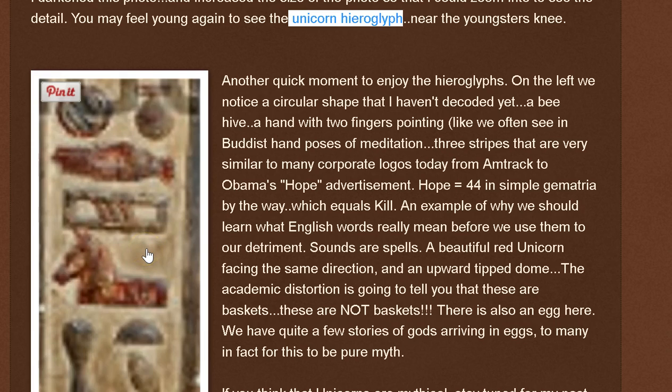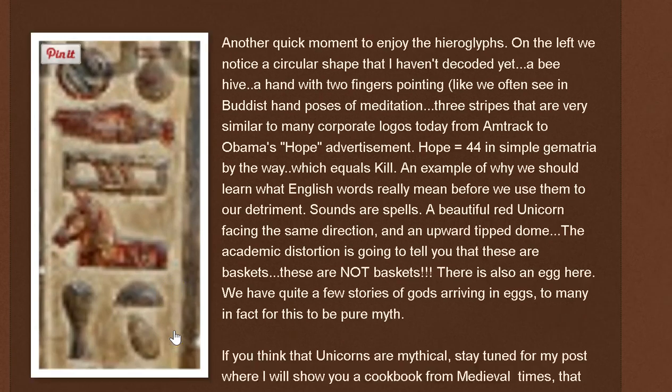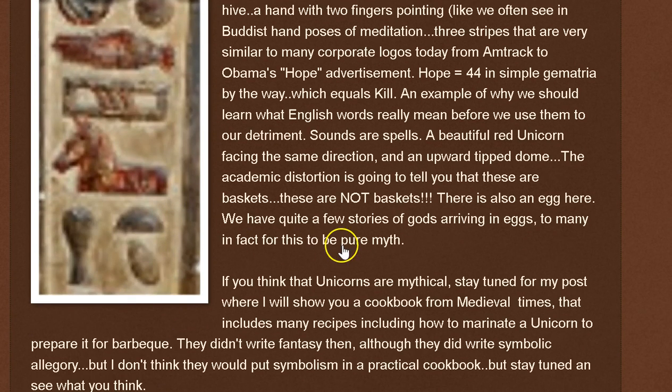Sounds are spells. A beautiful red unicorn facing the same direction, and an upward tipped dome. The academic distortion is going to tell you that these are baskets. These are not baskets. There is also an egg here. We have quite a few stories of gods arriving in eggs, too many in fact for this to be pure myth.